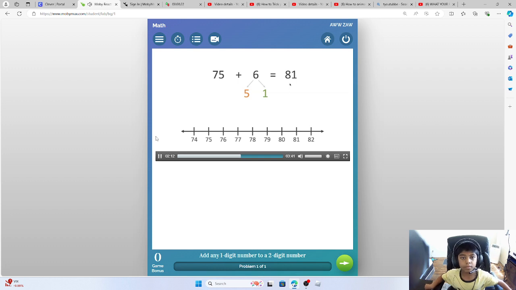Let's just double check that work on a number line. We started with 7.